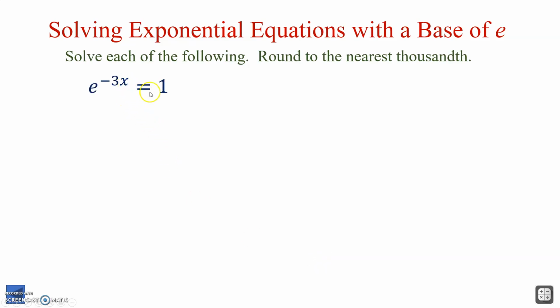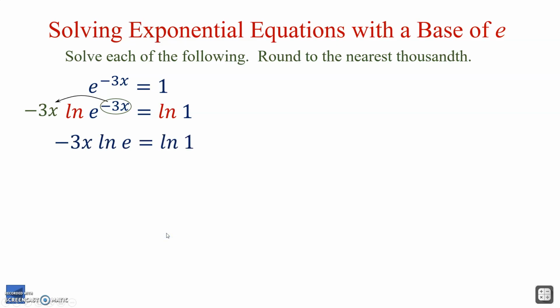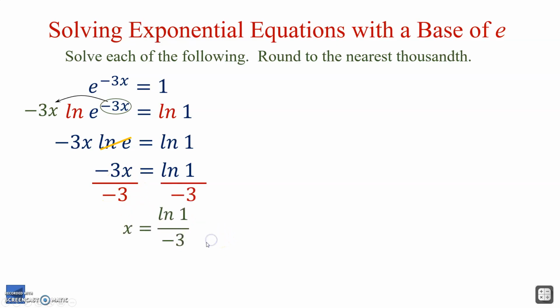e to the negative 3x equals 1. e to some power equals 1. This should equal 0. But let's keep working. First thing we've got to get rid of is this e. Well, ln on both sides. The entire negative 3x comes out in front. Negative 3x ln e. That ln e cancels, leaving us with negative 3x equals ln 1. Divide by negative 3 on both sides. We're left with x equals ln 1 over negative 3.